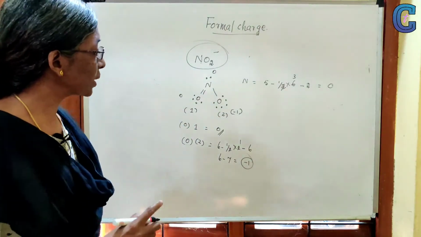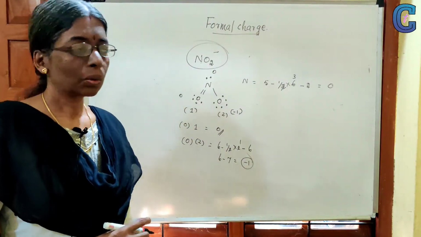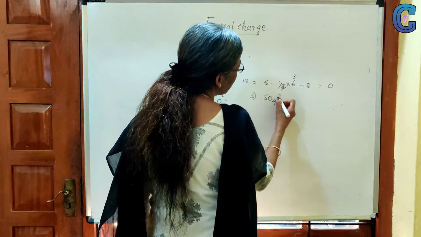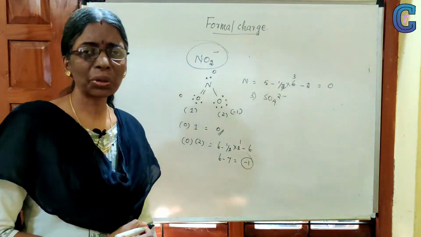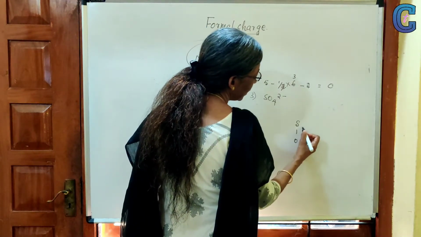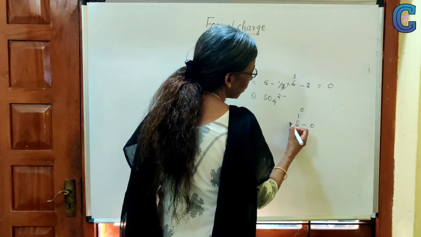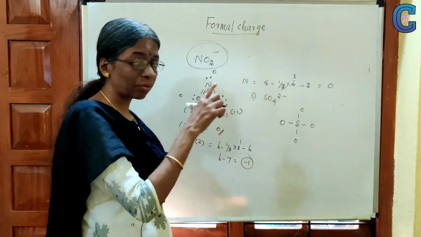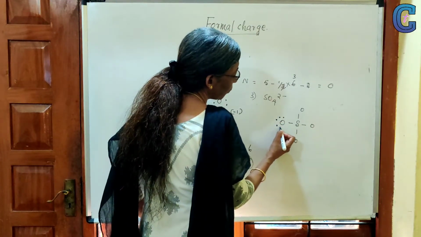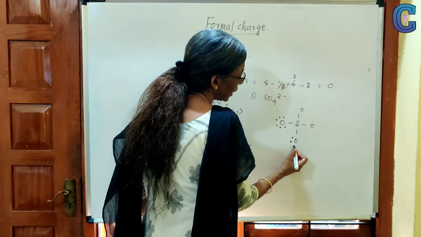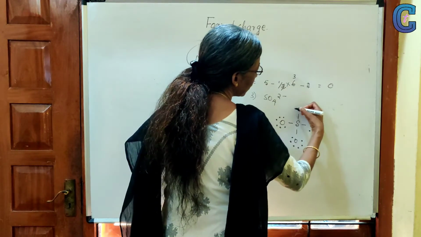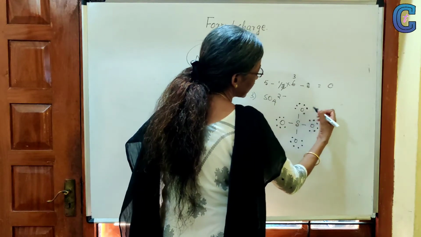Then we can go for the SO4 2 minus ion. Next example, the third one, is SO4 2 minus. Suppose one student writes one structure like this, S with one oxygen here, here, here and here. Applying the formula, each oxygen has 1, 2, 3, 4, 5, 6 electrons.